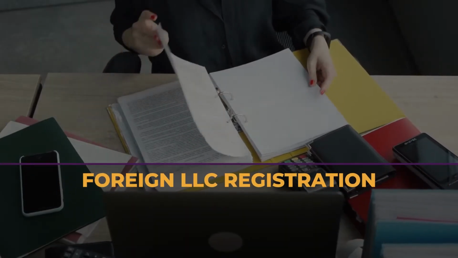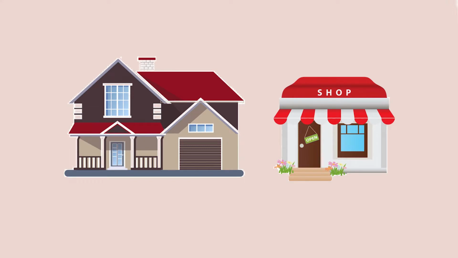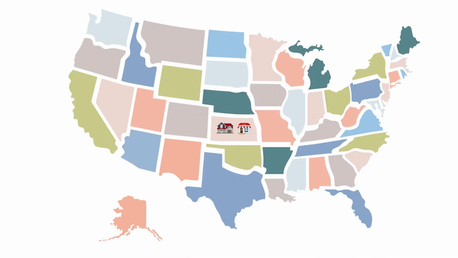First up is foreign LLC registration, with foreign in this case meaning outside the home state. This method is for owners continuing to operate in and essentially prioritizing their home state while starting to conduct business in another. You won't be creating a new LLC, but simply notifying the second state of your intent to conduct business and pay taxes there.